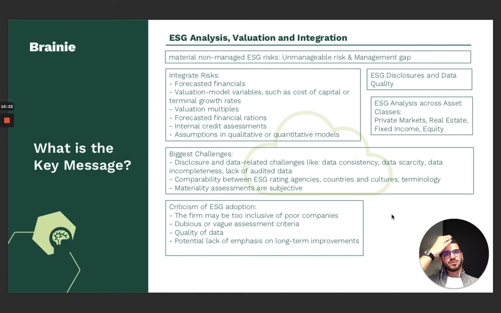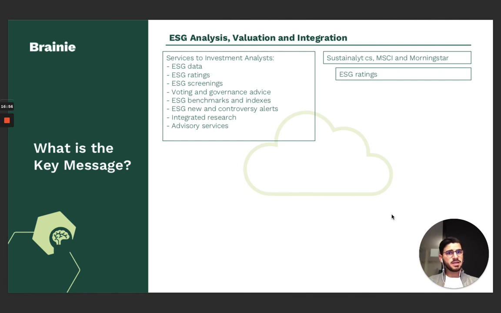So, who can analysts go to to receive ESG data? There are different kinds of companies who do that. There are for-profit large providers like S&P or MSCI. Then there are for-profit boutique providers like RepRisk, and they can also get data from non-profit providers like the World Bank and others. And in terms of services, this is typically what they will be offered. From these firms, it's ESG data, ESG ratings, ESG screenings, voting and governance advice, ESG benchmarks and indexes, ESG news and controversy alerts, integrated research, advisory services.